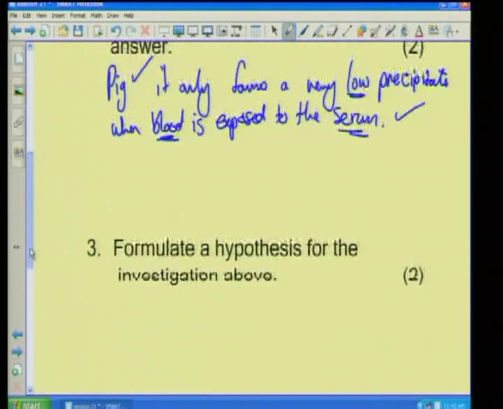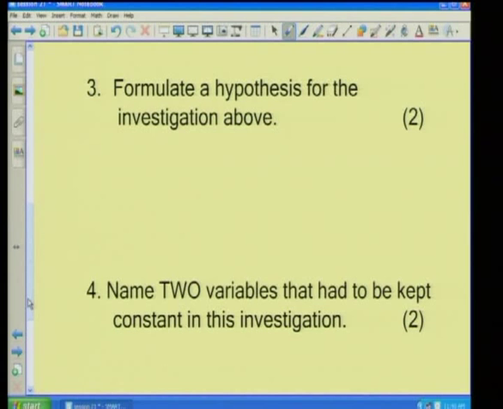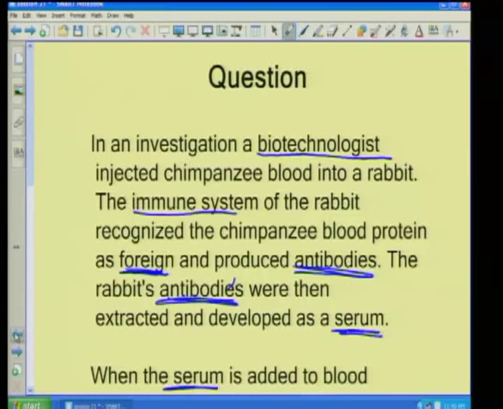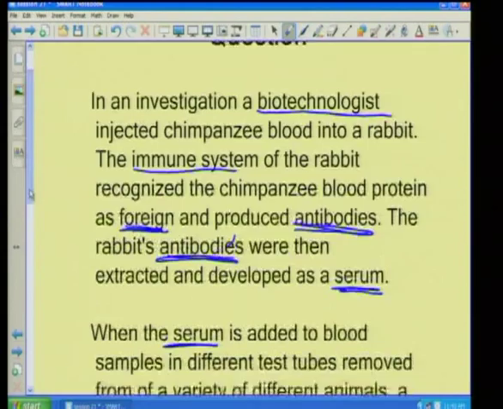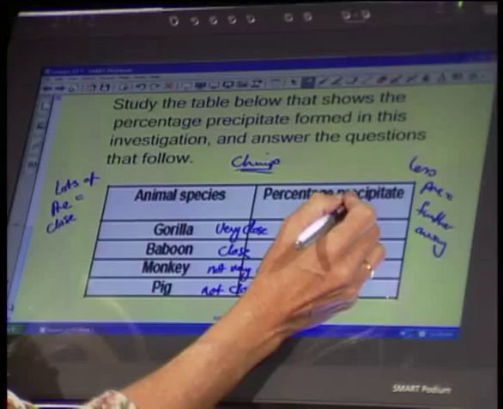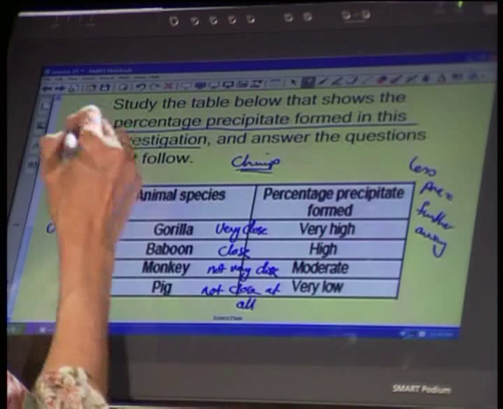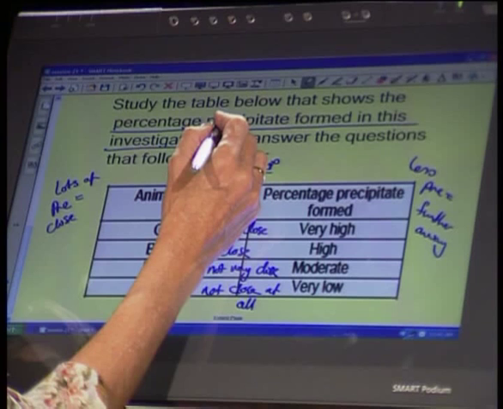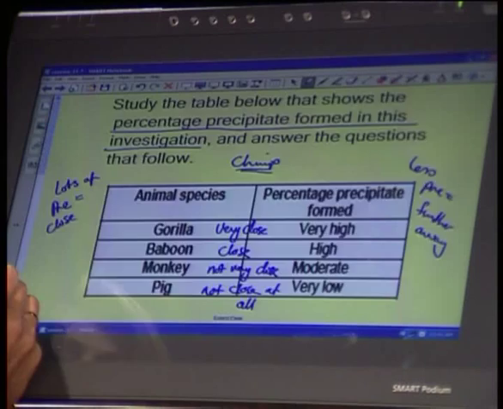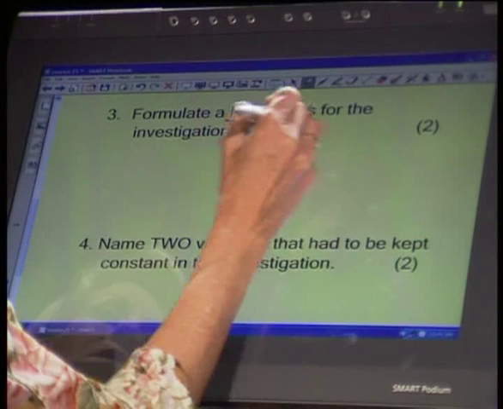Then question three. Formulate a hypothesis for the investigation above. Now, if we look at the investigation, what are we investigating here? It's the percentage precipitate formed in the investigation. Now, what is that percentage precipitate formed? It's the percentage precipitate to show the relationship between chimpanzees. Now, remember, you can either say it shows a low, it shows a high. So you need to choose any of them. We're forming a hypothesis. A hypothesis is a statement.